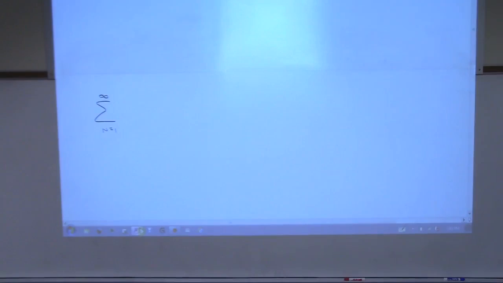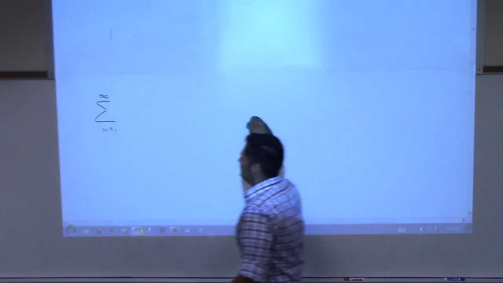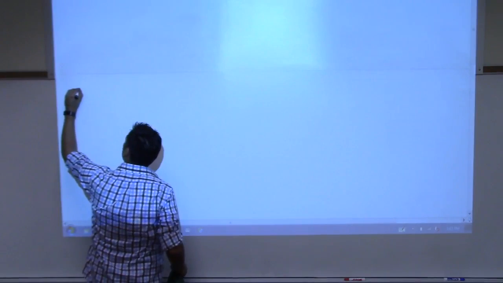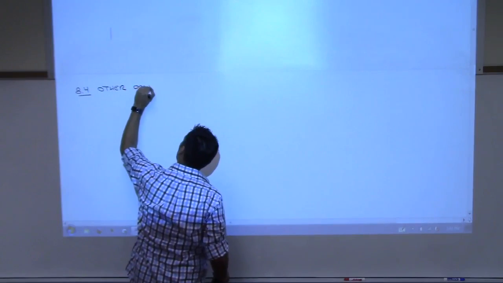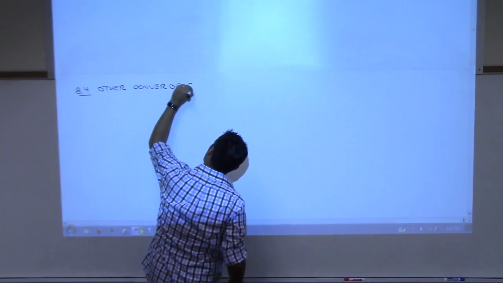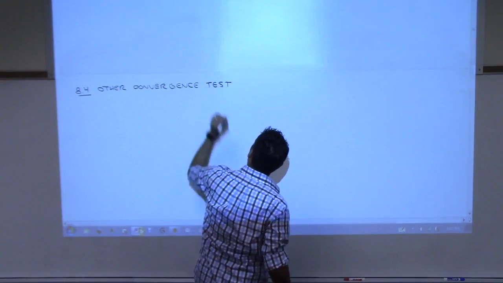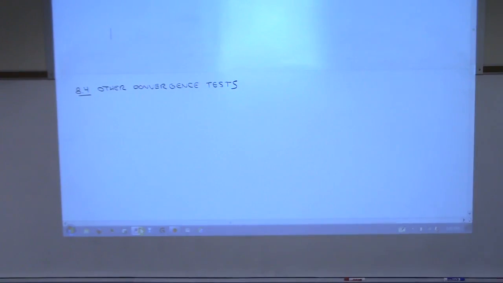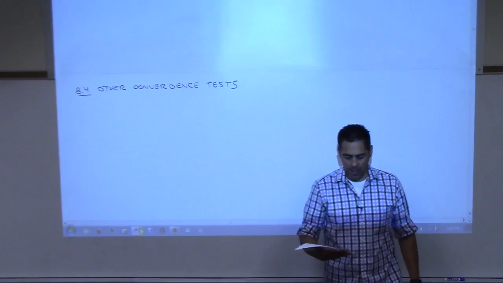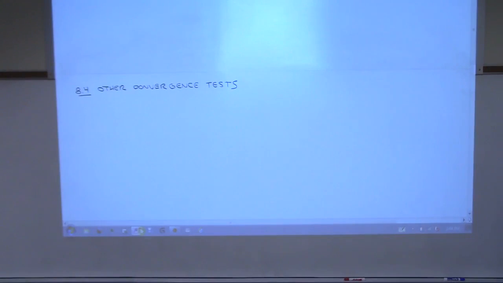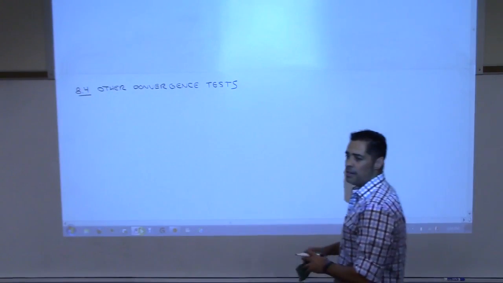8.4 is titled Other Convergence Tests. And if you look at our chart, we've done nth term, we've done geometric p-series, integral, comparison, and that's it, right? So 8.4 has the rest of this. And we're going to start out, not in the order that they appear there, we're going to start out with what's called the alternating series test.